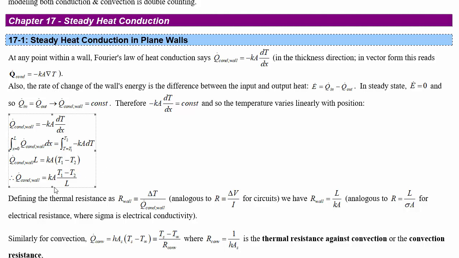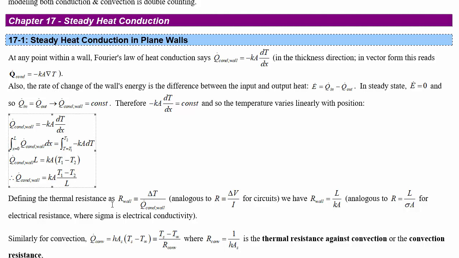This is kind of similar to electrical conduction, so electrical flow. The current is equal to the conductivity times the cross-sectional area divided by the length of the resistor times the voltage difference that's placed across it.